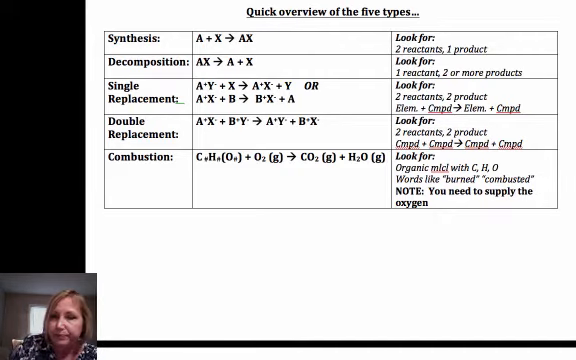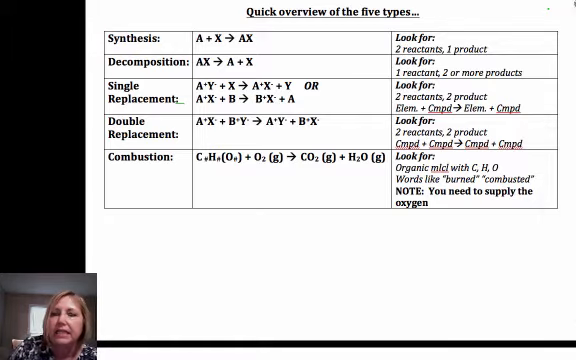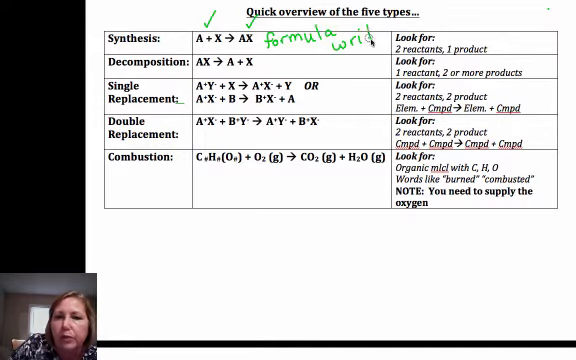Okay, so here are the 5 types that we will be studying. A synthesis, to synthesize means to combine or put together, and so we're going to be looking for 2 reactants going to 1 product. The ones you will have to predict will simply be formula writing. We'll put 2 elements together to form an ionic compound or a formula. If it's more complicated than that, you will have to classify it, but we'll give you what the product is. So a synthesis, we're going to talk about it as much like a marriage, put 2 things together.